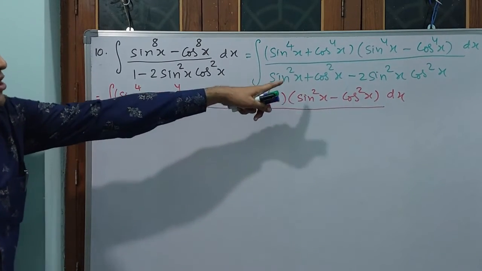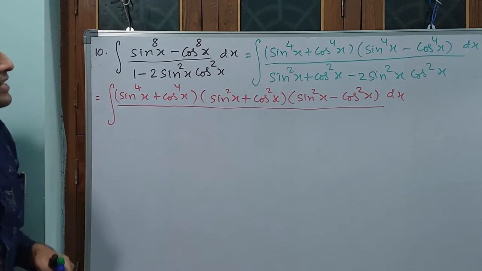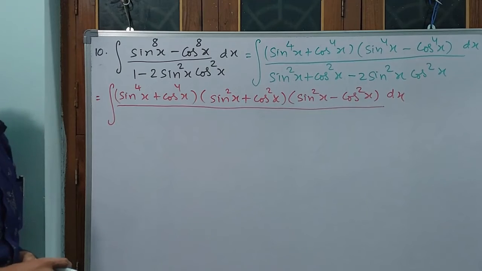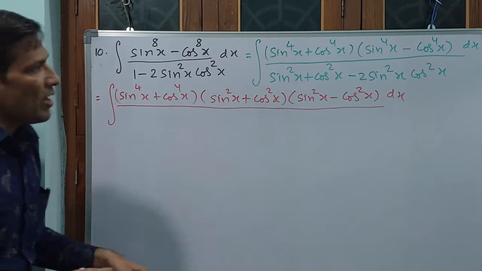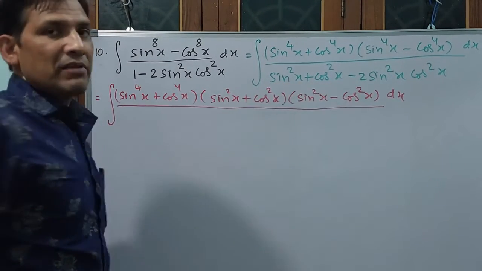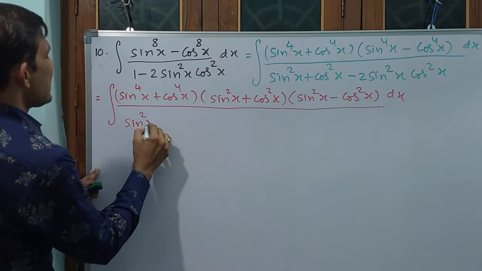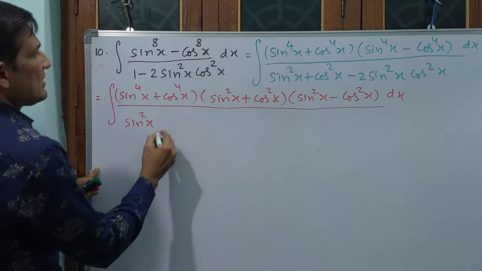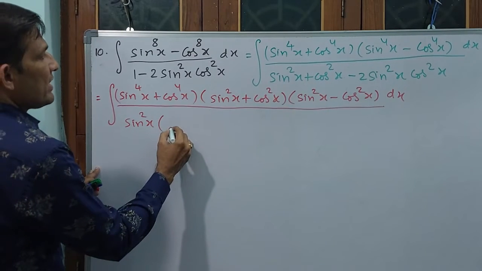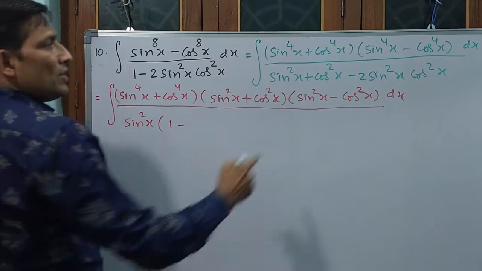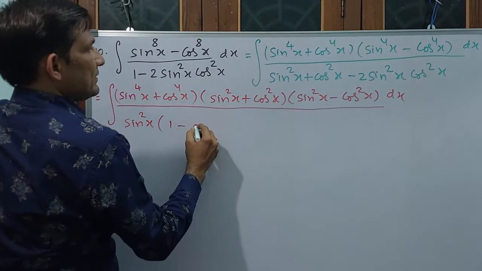See, sin square x cos square x is there. Shall I take sin square x common? Why? Because if I take sin square x common, what will happen? You see there. See, if I take sin square x common, 1 minus 2 cos square x.